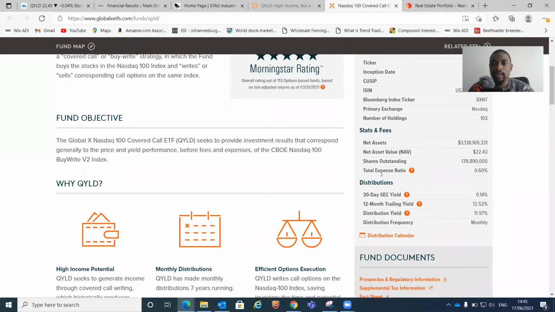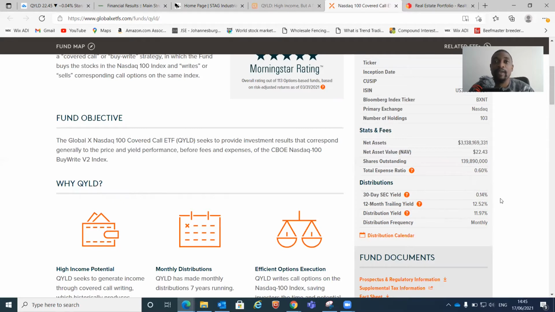As you can see, it has a total expense ratio of 0.6%. It's a bit high. I prefer a total expense ratio that is less than 0.5%. But yeah, that's it. And then you see the distribution yield, it's about 12%, and the 12 months trailing yield is about 12.52%.